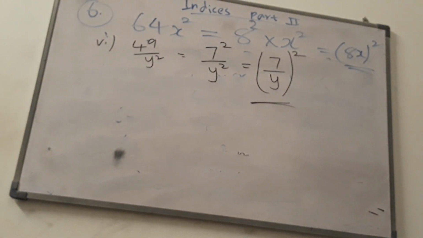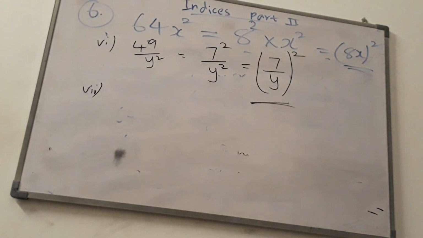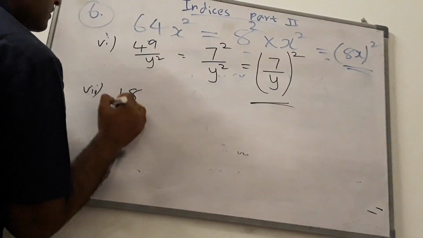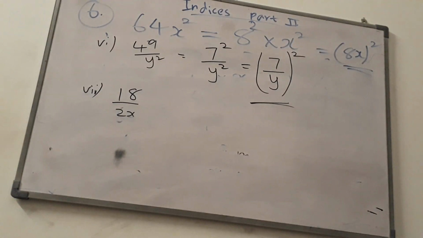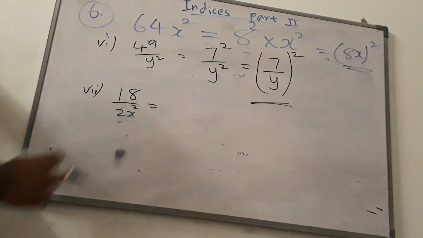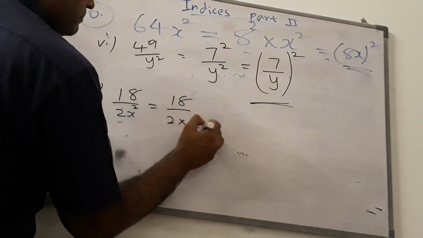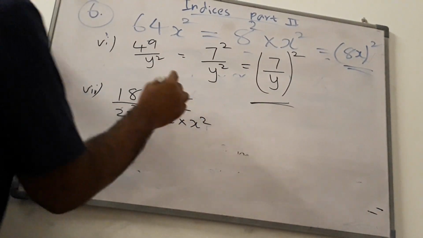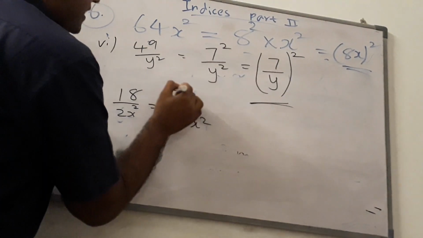Next, the 7th question. Again, there's a simplification part going on. 18 divided by 2x squared. 18 and 2 can be simplified. Both have 2 as the common factor. So 1, 2 and 9 2's.